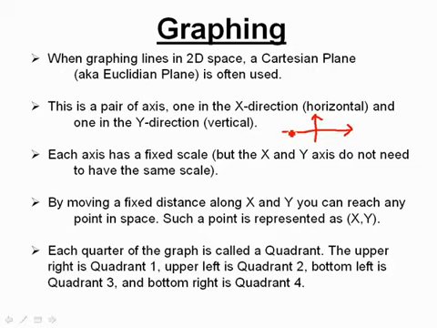By moving a fixed distance along x and y, you can reach any point in space. Such a point is represented as x comma y. What this means is, let's say I moved 3 units along x and I ended up here, and 2 units along y and I ended up here. Then I'd say that x, y equals 3, 2. Pretty simple.